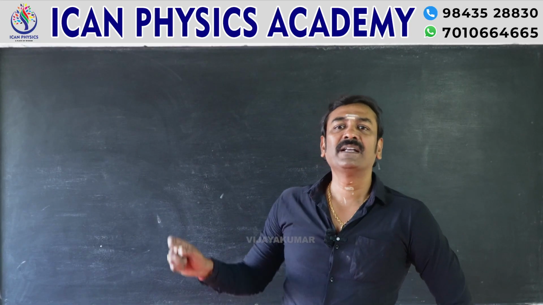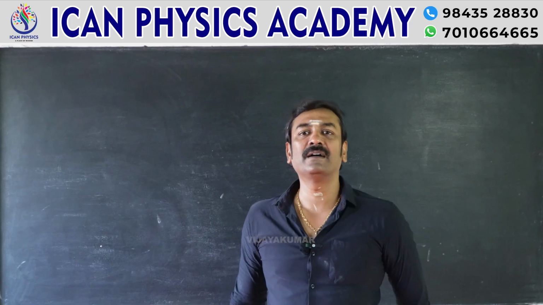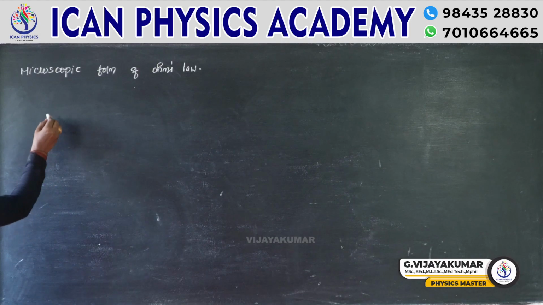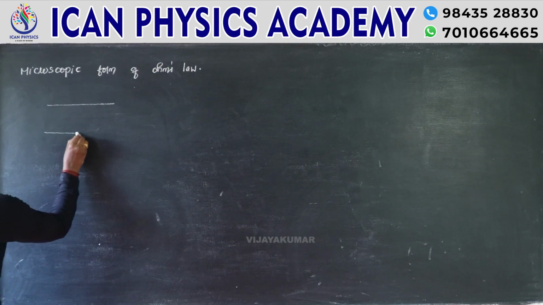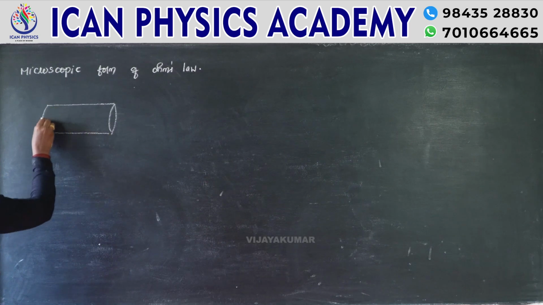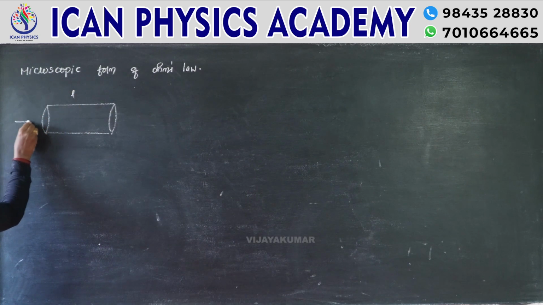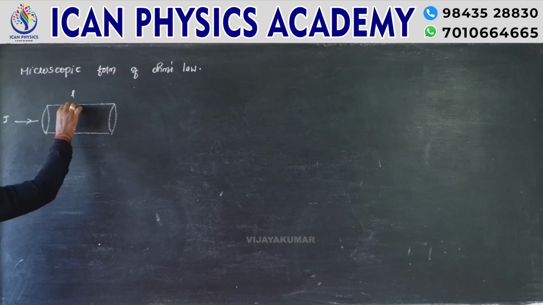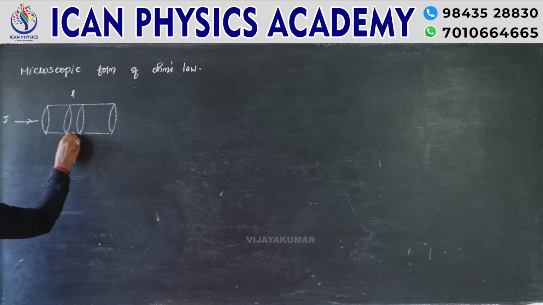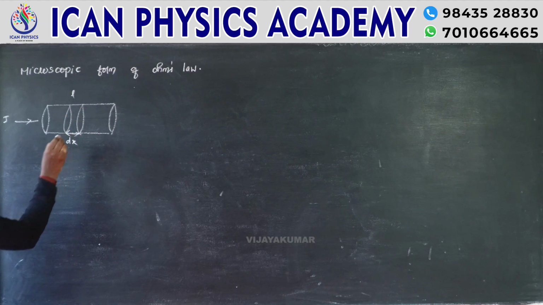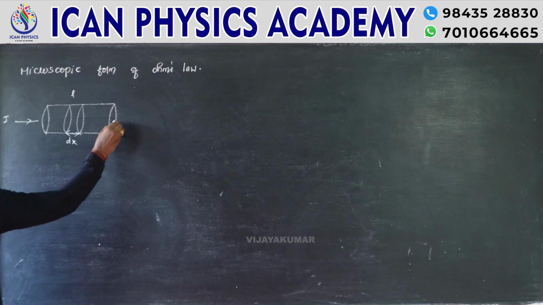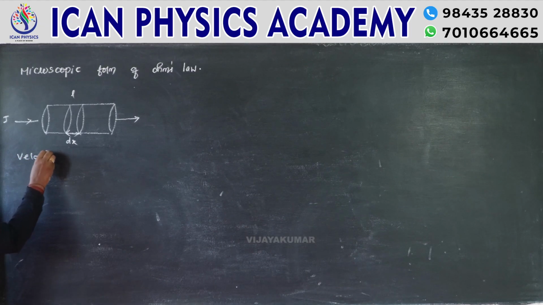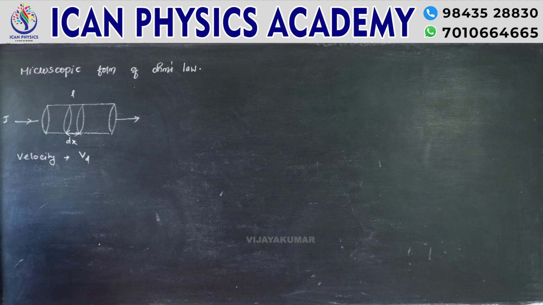Now in this class we are going to see the microscopic form of Ohm's law. Let's enjoy the class. So the topic is the microscopic form of Ohm's law. Okay. So let us consider a conductor of length L. Let I be the current flowing through the conductor. In that we can consider a small area and its small displacement is taken as dx, so that the current comes through it. So what is the velocity? The velocity is taken as the drift velocity.